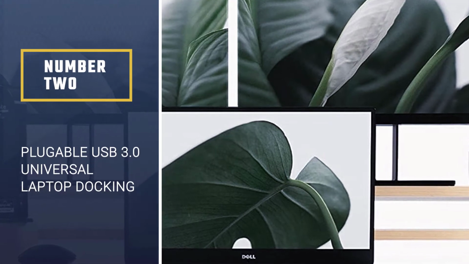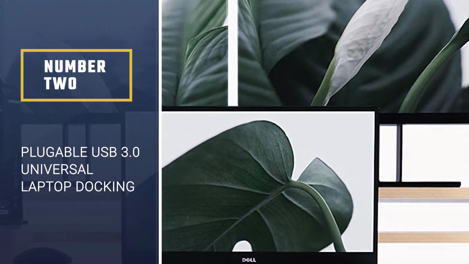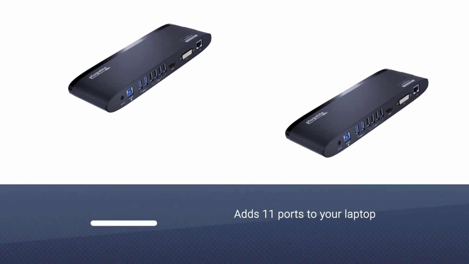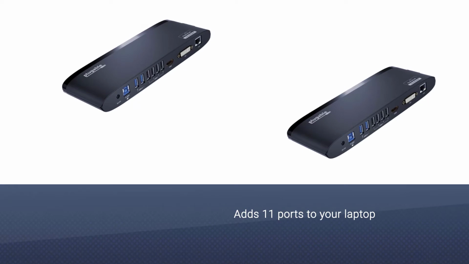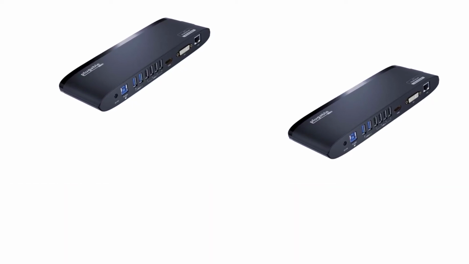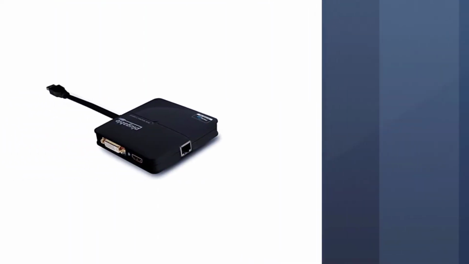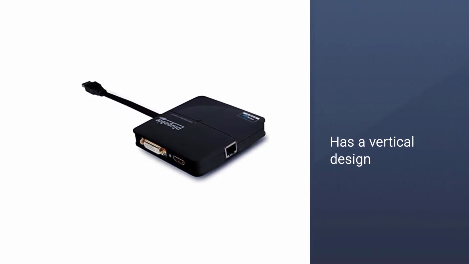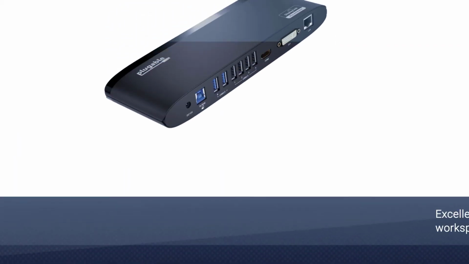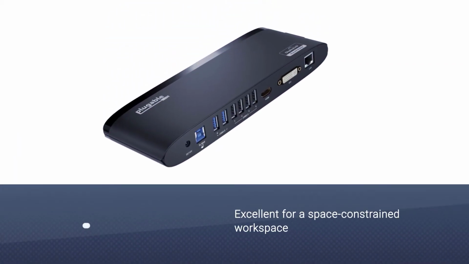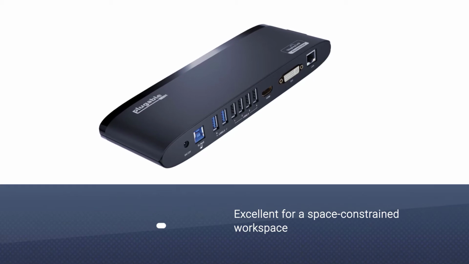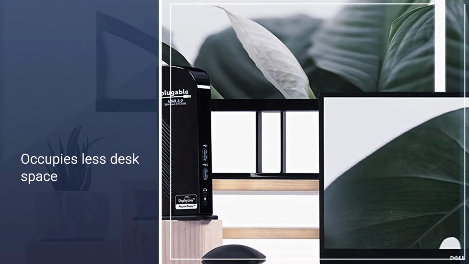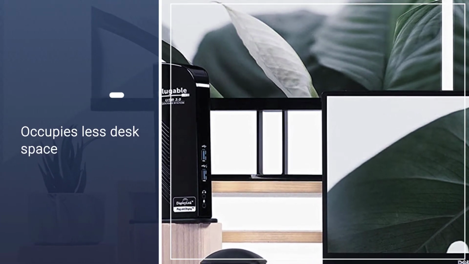Number 2. Plugable USB 3.0 Universal Laptop Docking Station. The Plugable UD3900 Dual Display Universal Docking Station is the best budget docking station. It adds 11 ports to your laptop with support for dual monitors at less than half the price of some premium options. The UD3900 has a vertical design, which is excellent for a space-constrained workspace. It occupies less desk space, giving you more room for other desk peripherals.